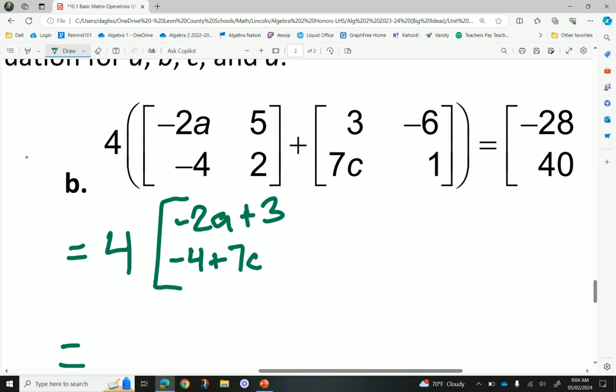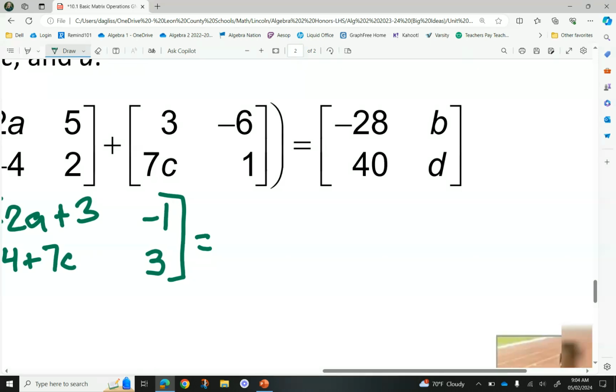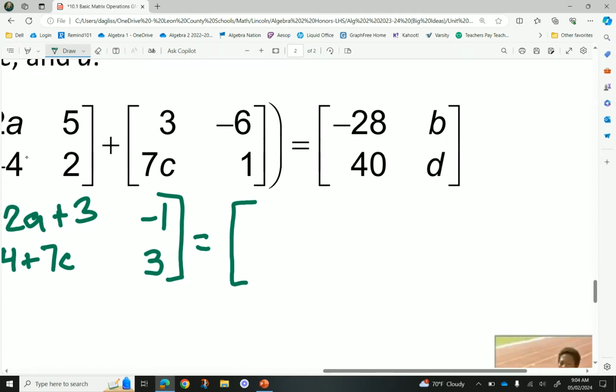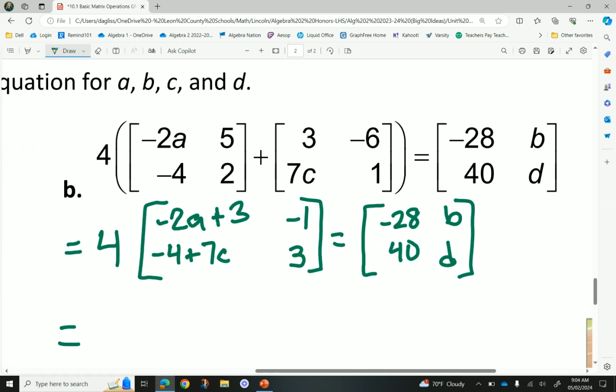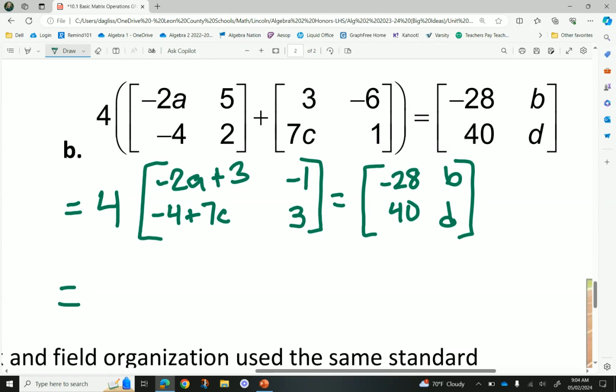And then I can do 5 plus -6. That's just 5 minus 6, which is -1. And then 2 plus 1 gives me 3. Then -28, 40, B, and D. Okay, so we can't do anything yet. I can't say B equals -1 because I'm not done with the left side. The last thing we have to do is multiply the whole thing by 4.